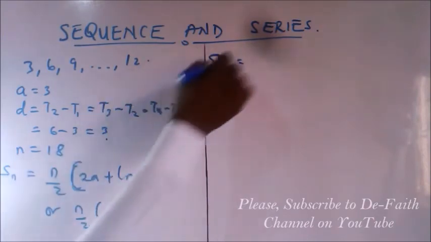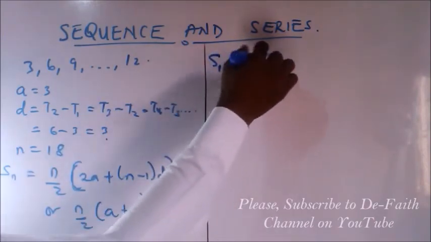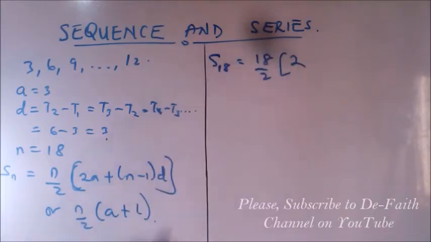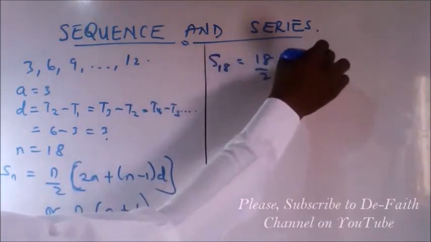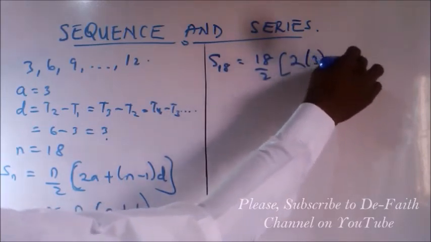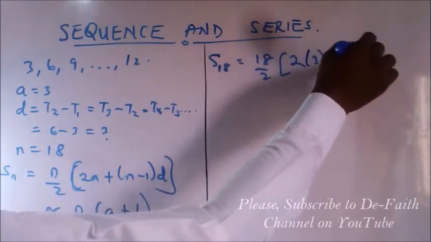Our n is 18. That's 18 over 2 into bracket 2 multiplied by a. The first term is 3, plus n, which is 18 minus 1, and then the common difference is 3.